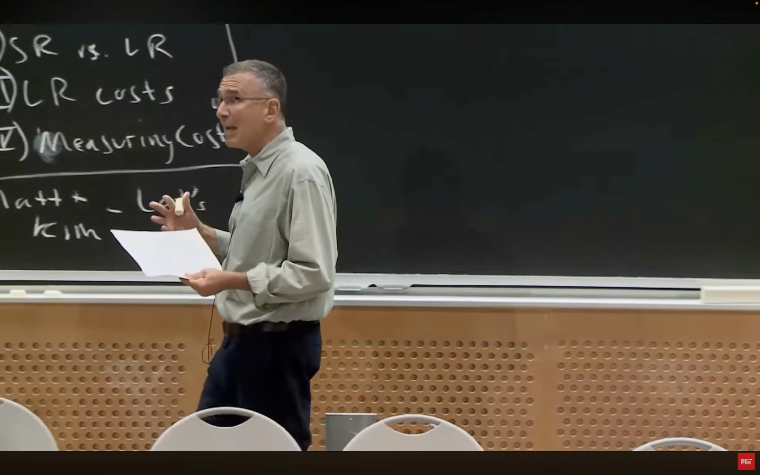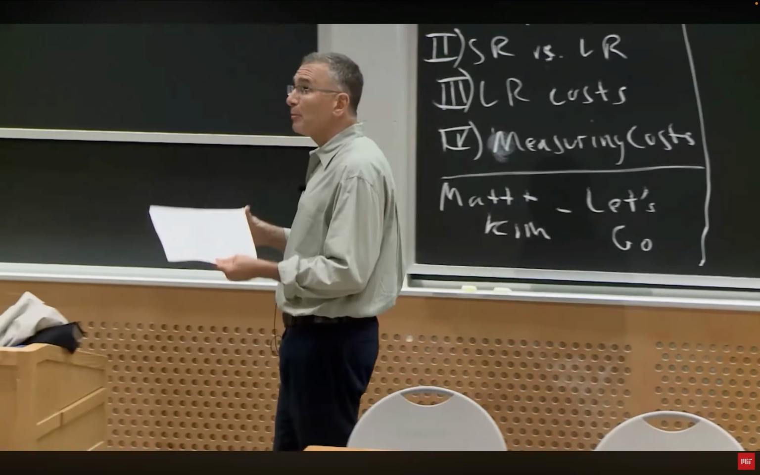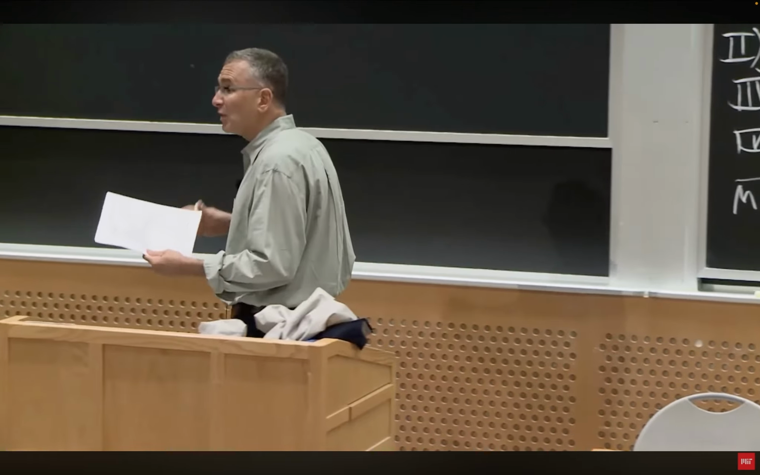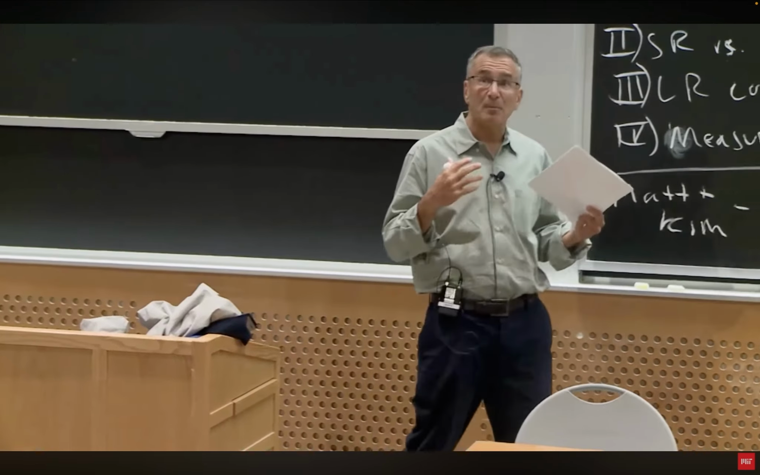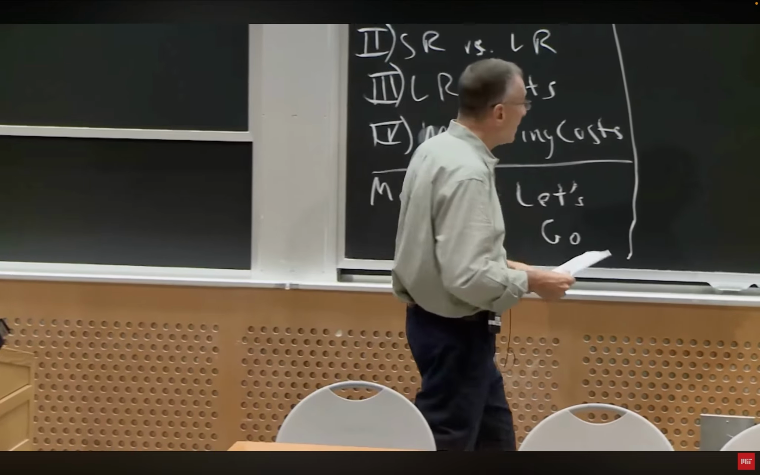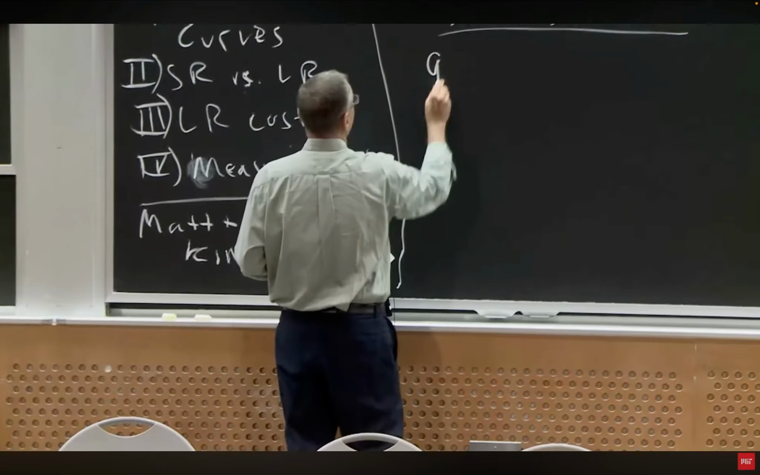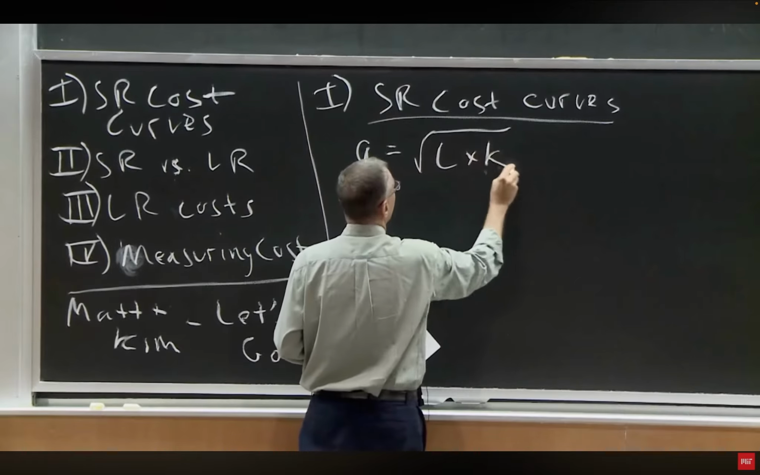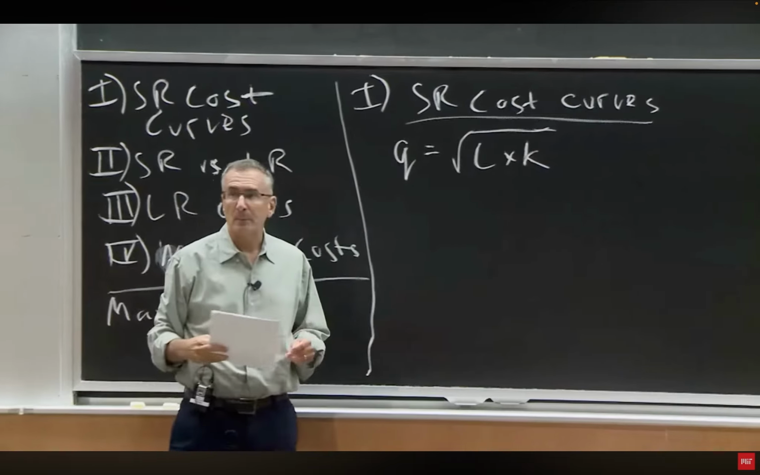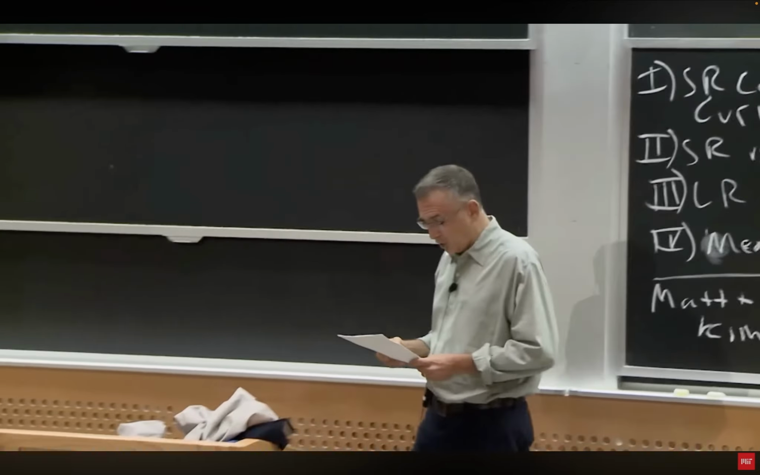And why do we want to do that? Because remember, the way firms maximize profits is by minimizing costs, by producing goods as efficiently as possible at minimum costs. Remember, a production function from last time was little q equals the square root of L times K. That was our production function.